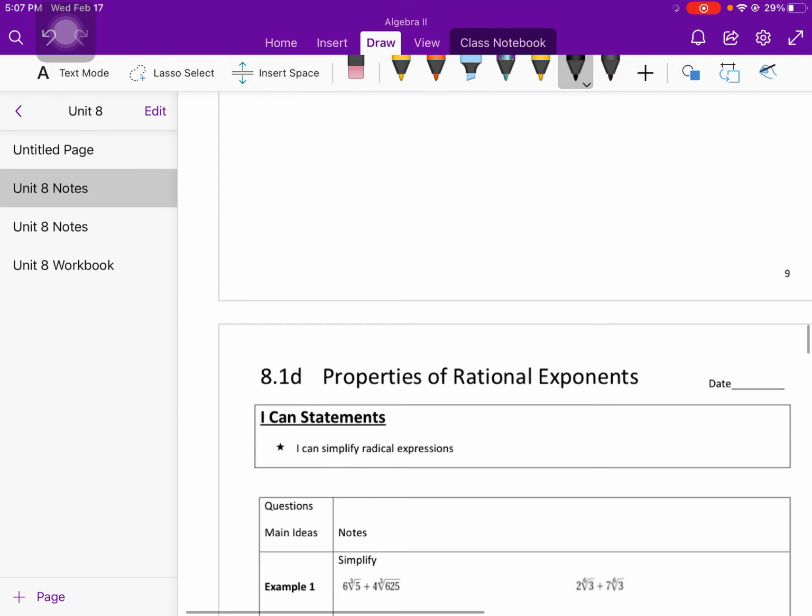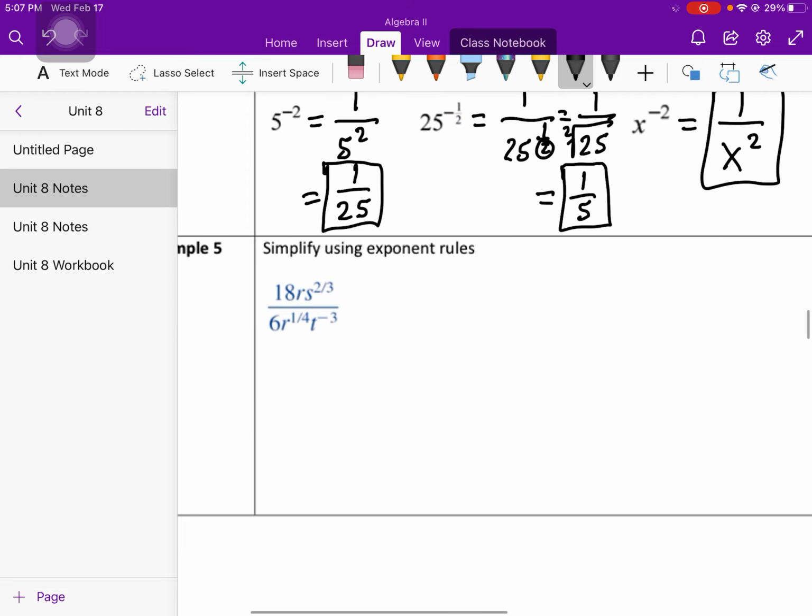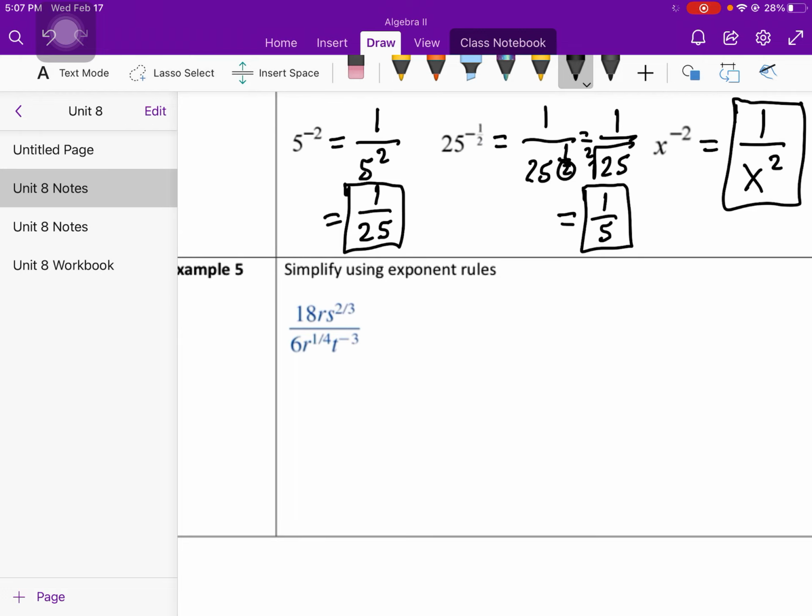All right, last one here, I believe. Yep. With this one, two ways you could approach it. One, you could simplify the parts that you know, like 18 and 6. We know that 6 divides into 18 3 times, and then we would get a 1 on the bottom. The r's, so we have r to the first power. So we are going to get 3, and then we're going to subtract since we're dividing. It's going to be r to the 1 minus 1/4.